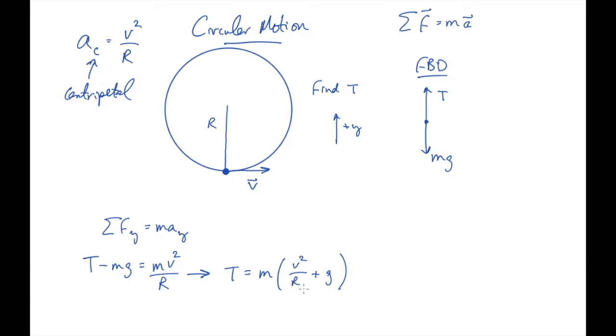Okay, let's take another look at this problem. Instead of finding the tension at the bottom of the motion, let's let the rock go up here so that it's at the top, moving this way at the same speed, and let's find the tension there.